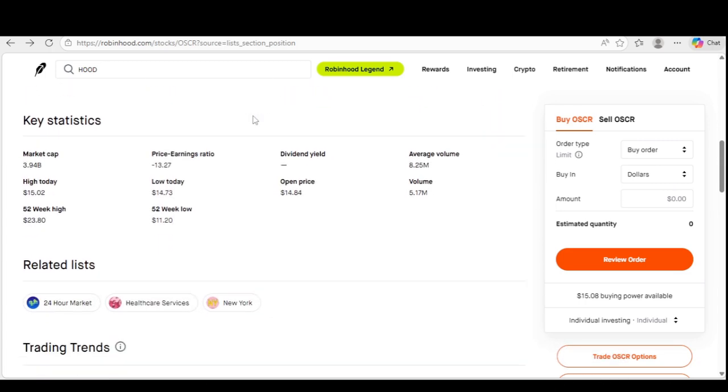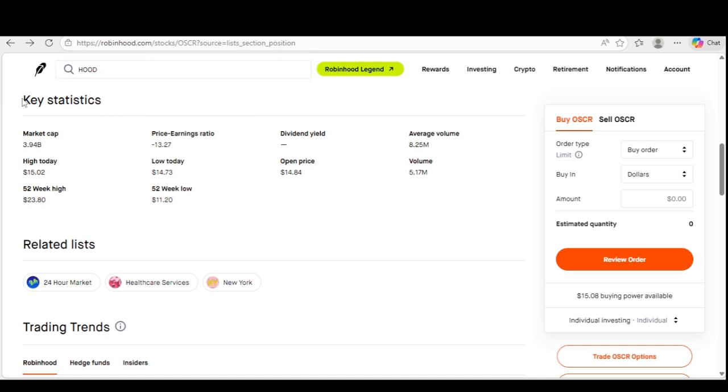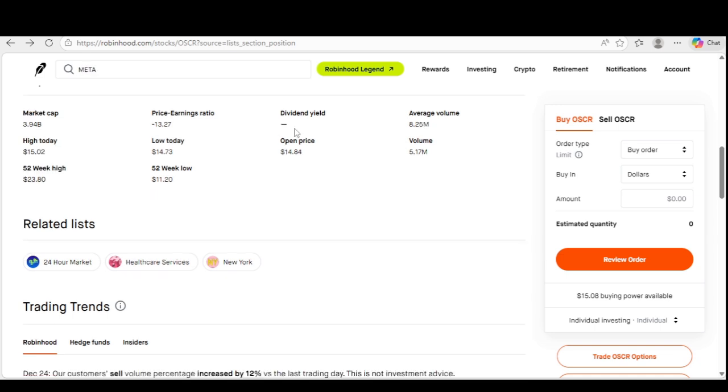The first thing we're going to be looking for is known as the key statistics right here. Now, under the key statistics, what you want to be looking at is your market cap. Your market cap tells you the actual size of the company. Okay, so the next thing we need to be looking at is your PE ratio, or better known as your price to earnings ratio.